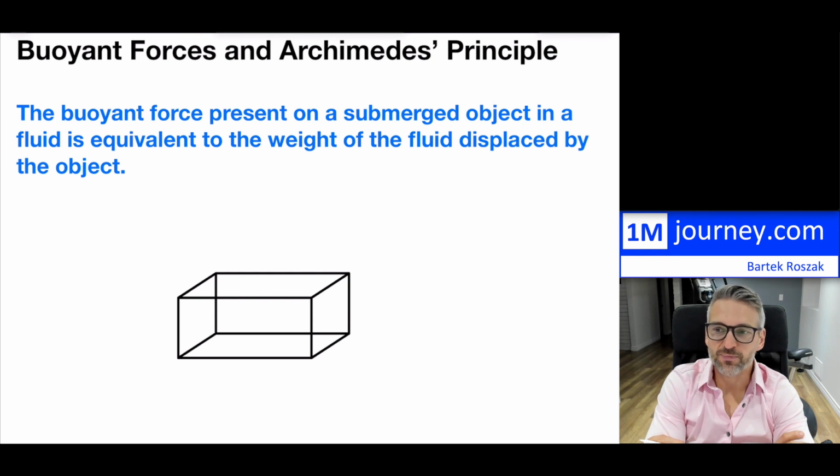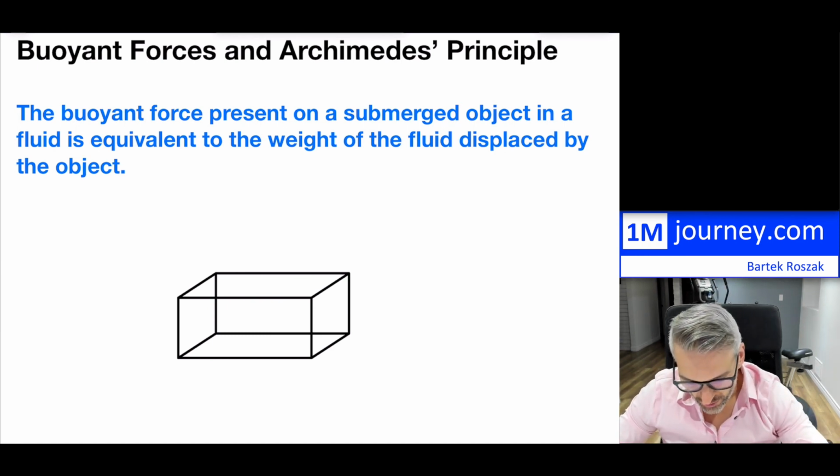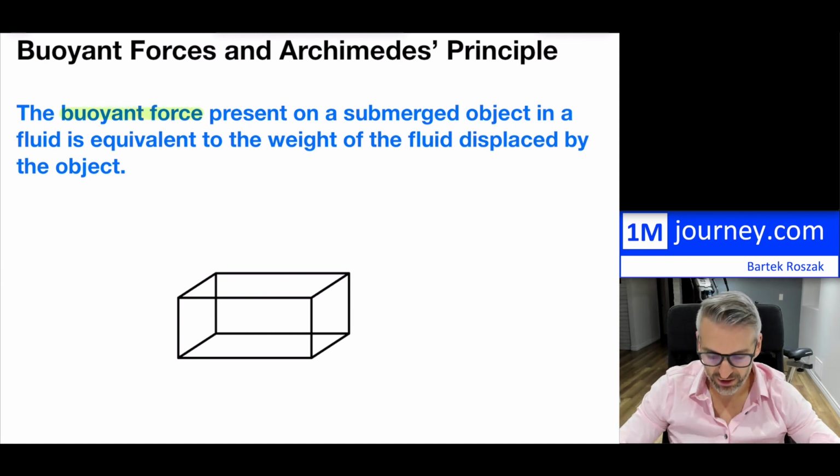So it's the buoyant force that is present on a submerged object in a fluid is equivalent, the same, to the weight of the fluid that would be displaced by the object, right? So let's break this down, and I'm going to try to explain what exactly this means. First of all, let's talk about this buoyant force. What the heck is this buoyant force?